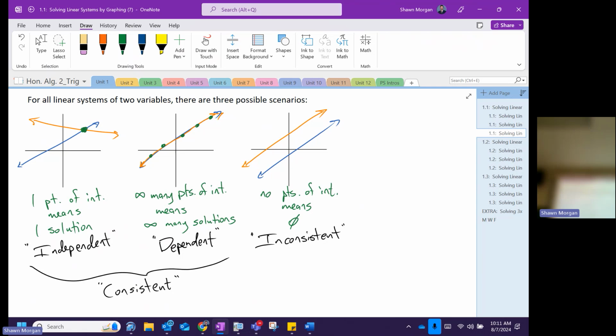All right, Mitchell. What about a situation in this dependent scenario? Tell me about those two pieces of information. They have the same y-intercept and the same slope. They've got the same slope and same y-intercept. They are in fact the same line.